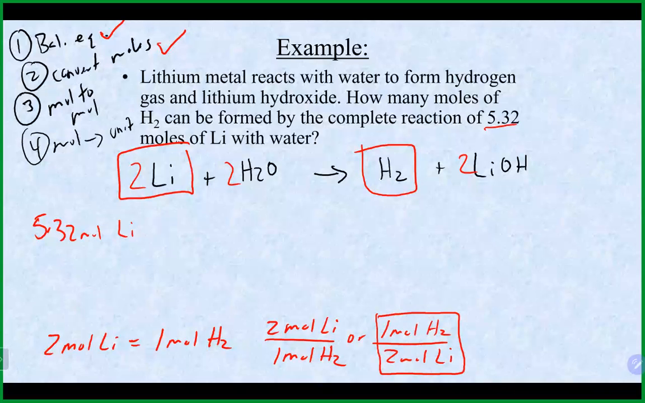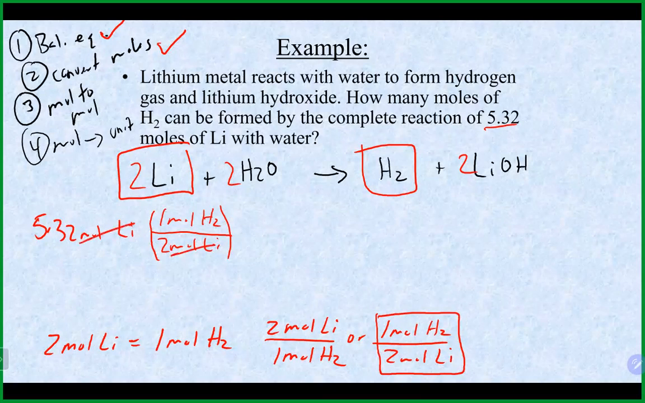So that is going to be our 3rd step, which is we're going to take our moles of lithium. There are 2 moles of lithium from the equation and 1 mole of hydrogen. And that's the big stoichiometry move right there. That is going to get rid of the moles of lithium. So we're basically taking 5.32 divided by 2, which gives us 2.66 moles of H2 in this case. And that takes care of step number 3.